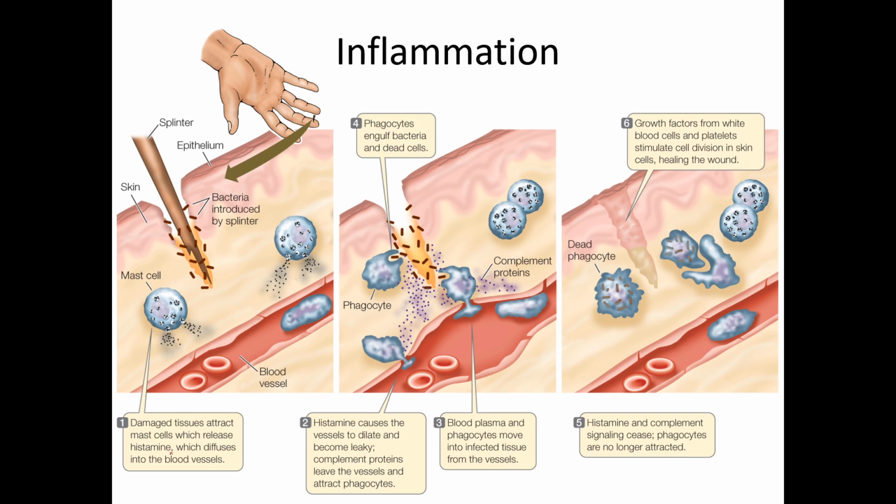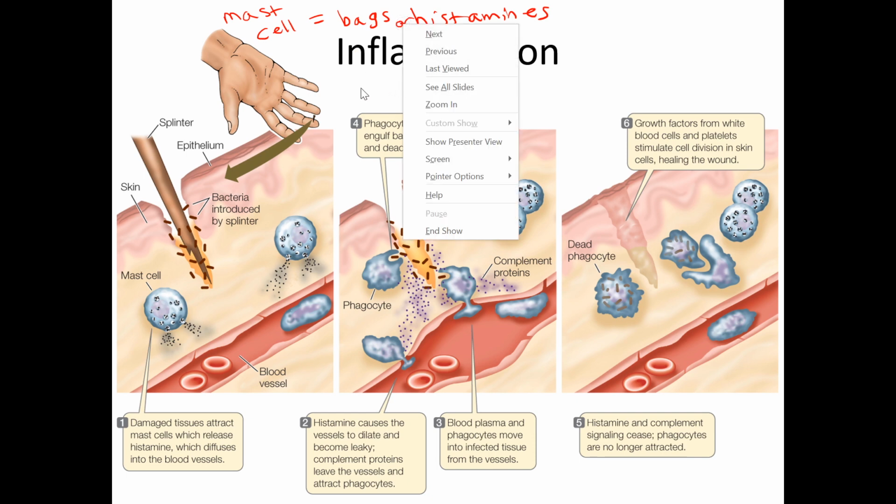So what happens are these cells called mast cells. Mast cells you can think of as like bags of histamine. They're filled with lots and lots of histamine and other chemical molecules that regulate this response of inflammation. We'll focus on histamine. And so histamine is the main player that leads then to the inflammatory response.